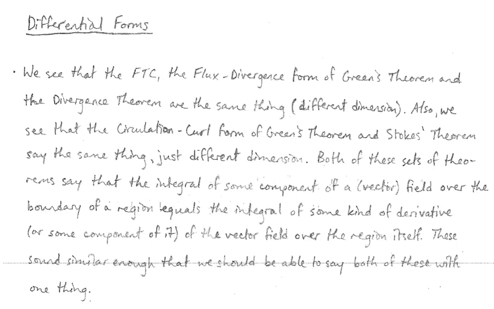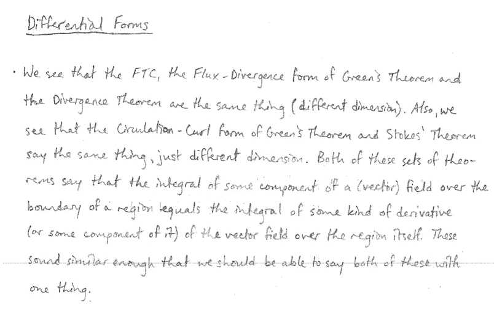So if you think back to the end of the previous video, we saw that the FTC, the flux divergence form of Green's theorem, and the divergence theorem are all saying the same thing, just in different dimensions. We also saw that the circulation curl form of Green's theorem and Stokes' theorem are saying the same thing. And then we saw that the circulation curl form of Green's theorem is essentially the same thing as the flux divergence form of Green's theorem.